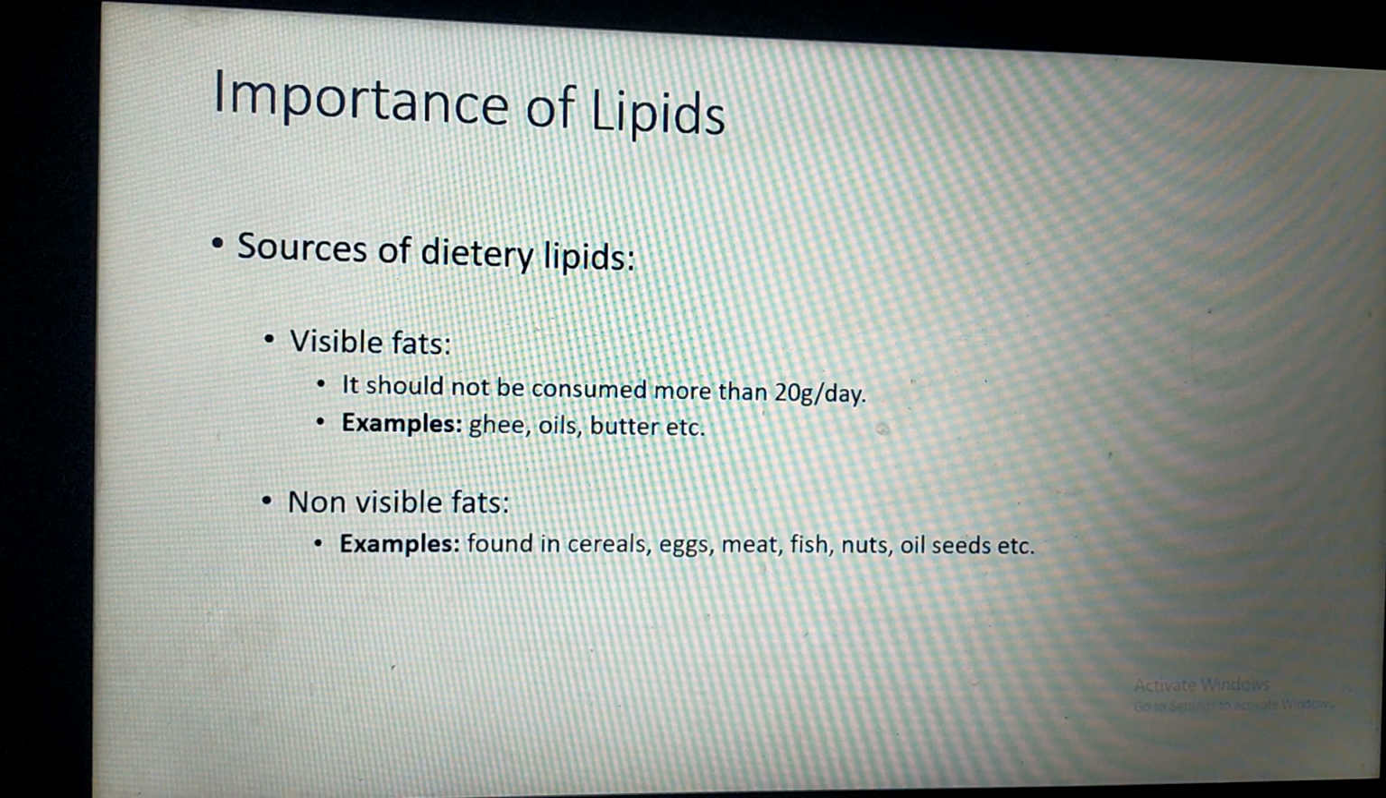Visible fat means it is present in the form of ghee, oil, butter, etc. The intake of such type of fat should not be more than 20 grams per day. Non-visible fat means the fat which we cannot see. They are found in cereals, egg, meat, fish, nut, oil, seeds, etc.